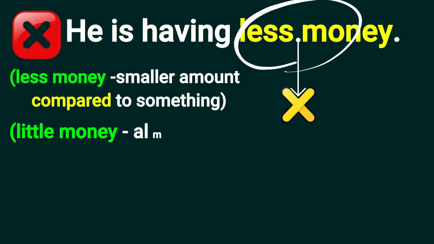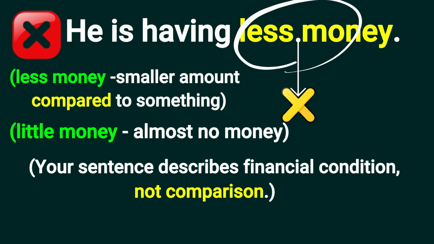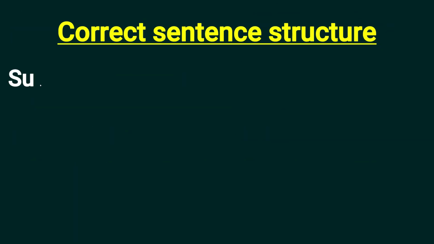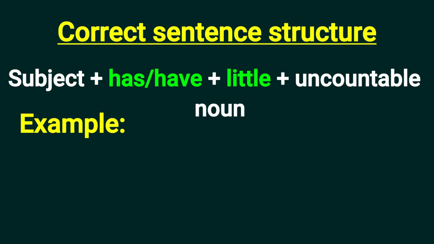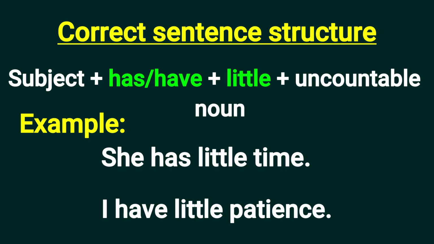Now, using "less money" is wrong because "less money" means a smaller amount compared to something. "Little money" means almost no money. Your sentence describes a financial condition, not a comparison. So the correct sentence is: he has little money. The structure is subject plus has/have plus little plus uncountable noun. Let's understand by example: she has little money, I have little patience.